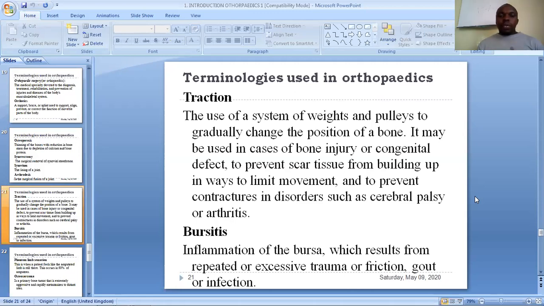The other terminology to look at is bursitis. This is simply the inflammation of the bursa, which results from repeated or excessive trauma or friction, even gout or infection.